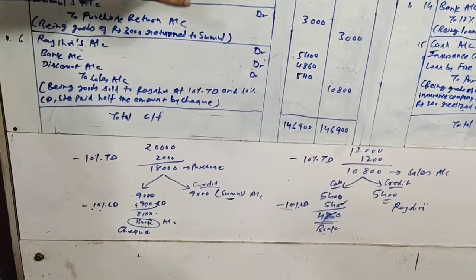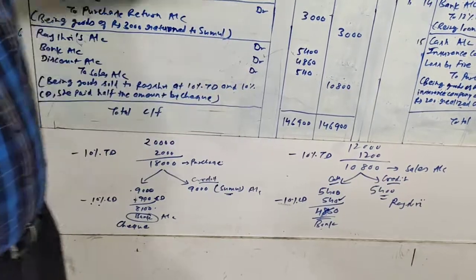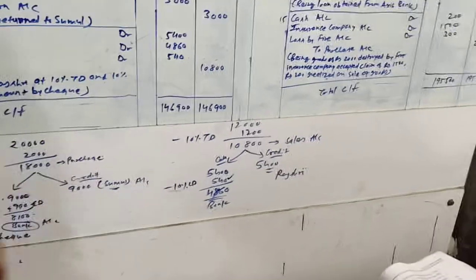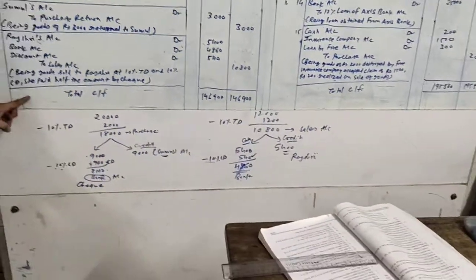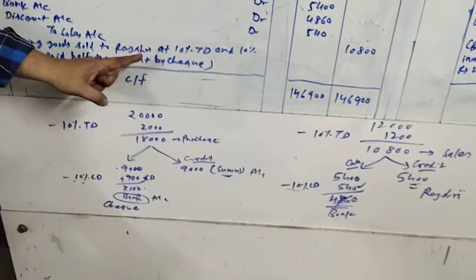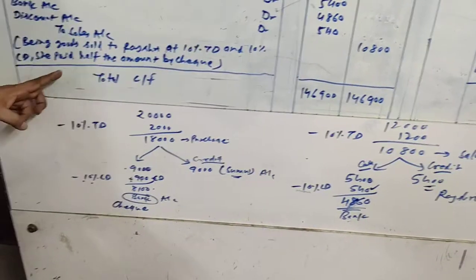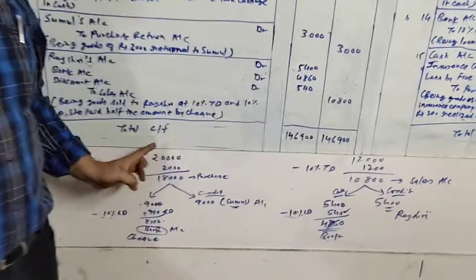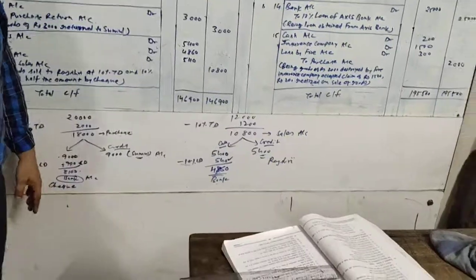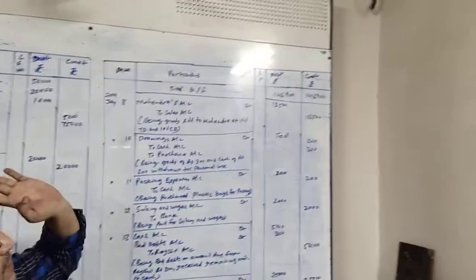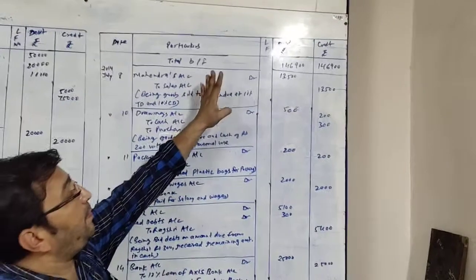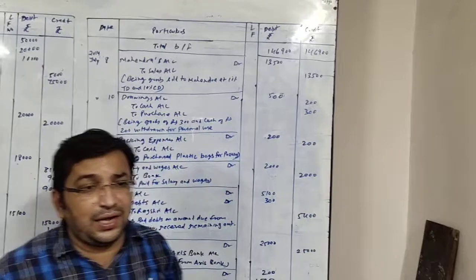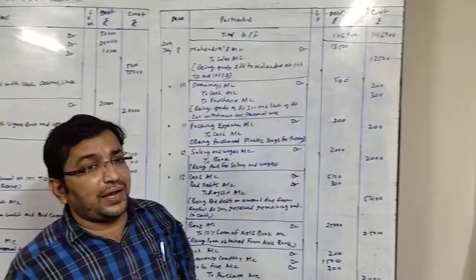So here after this transaction my page is over. I will be making a total of 1,46,900 in both the columns. The last transaction was goods sold to Rashri at 10% TD and 10% CD. She paid half the amount by check. The word 'she' is missing in your book, please write it down. Next, the total is brought forward, and here we have brought it down. So total brought forward 1,46,900.